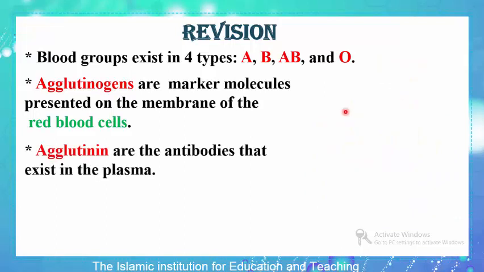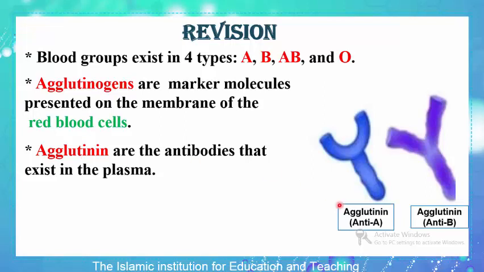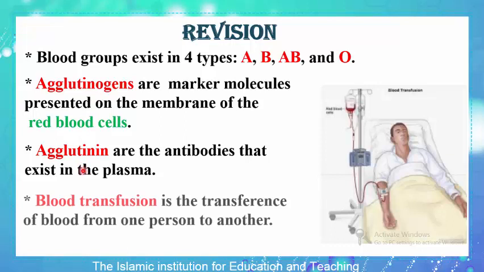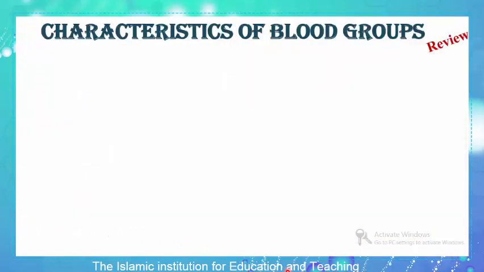Also, we stated that there are specific antibodies related to the blood group that exist in the plasma, and the scientific term for these antibodies is agglutinin, which also exists in 2 types, agglutinin A and agglutinin B. Both agglutinogens and agglutinins play a very important role in blood transfusion. Recall again, blood transfusion means the transference of blood from one person to another. Thus, each type of blood group is characterized by its agglutinogen and agglutinin.